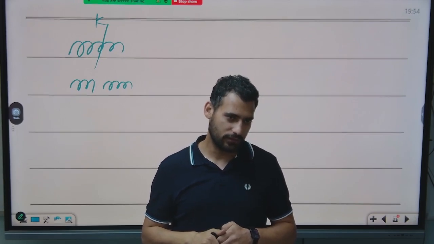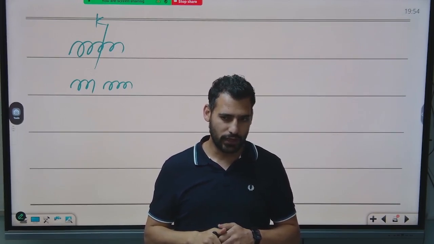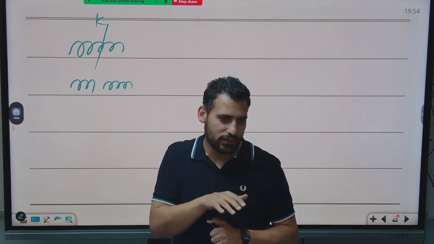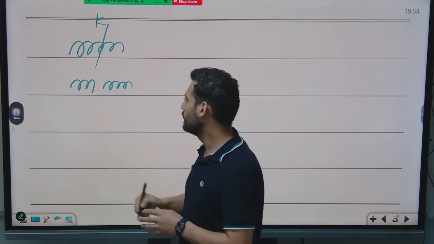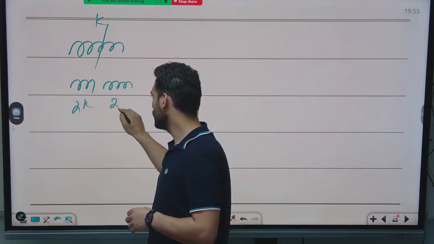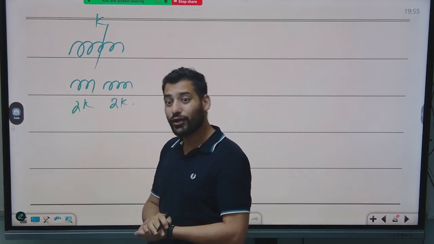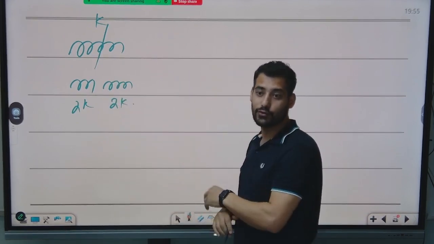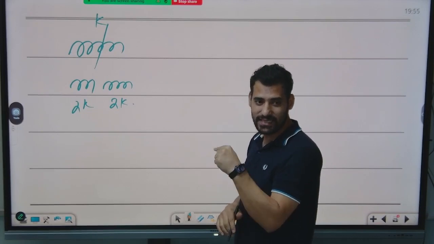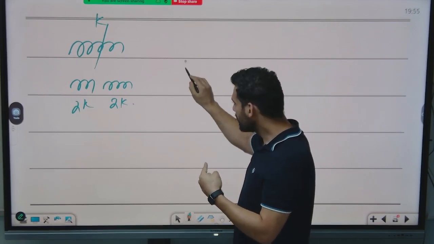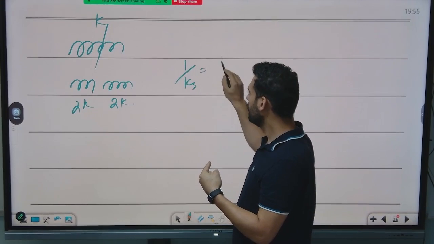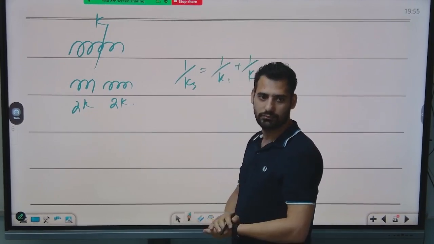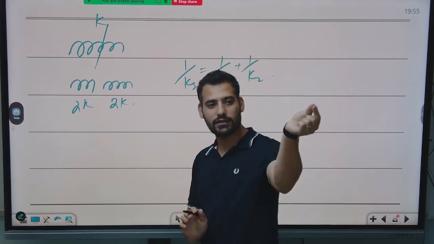Will that be difficult to stretch, or will it be easy to stretch? More difficult, right? So does it give you the idea of k? After cutting a spring, does its k increase or decrease? Increase. So it is 2k here, because once you connect back, it will become k. Therefore, when springs are in series, remember it is 1 by k equals 1 by k1 plus 1 by k2.